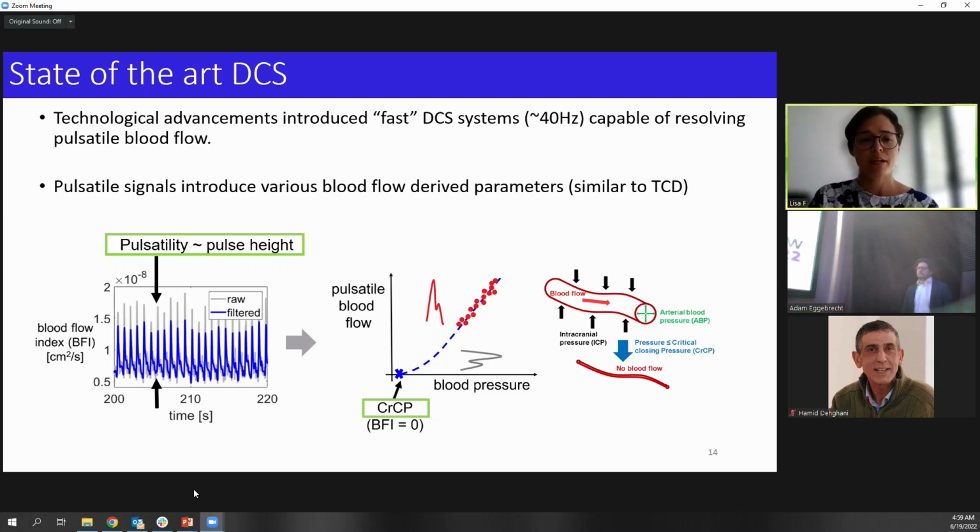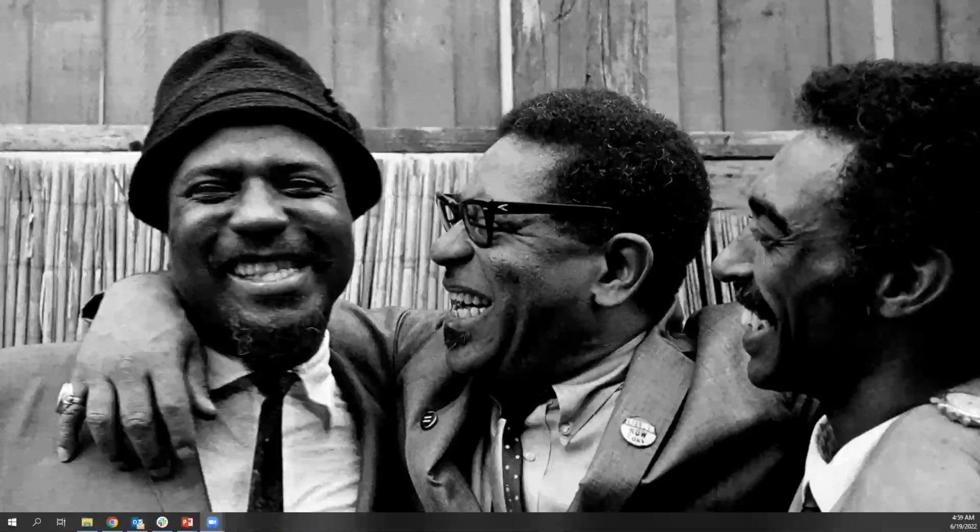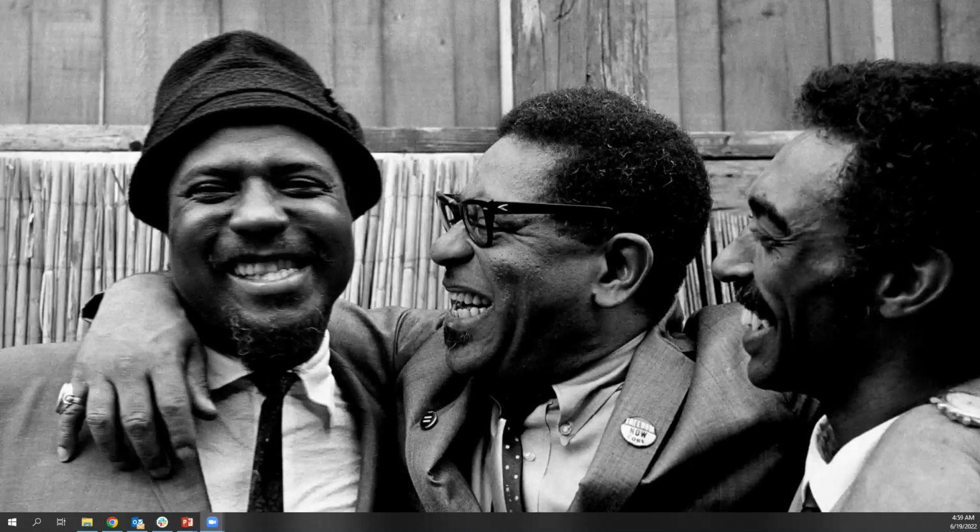So for example, we measure pulsatility, which is the pulse height, so the difference in the blood flow index between the systolic peaks and the diastolic dips. We can also derive different parameters such as the critical closing pressure or CRCP. So DCS is quite powerful.